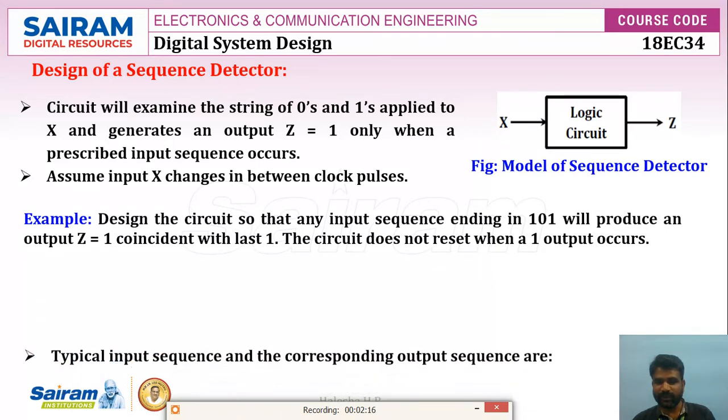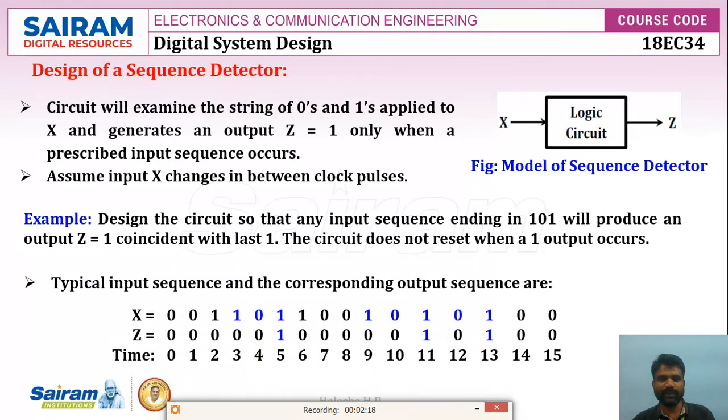Let's have a typical input and output sequence. Observe here. Initially x is equal to 0, so z is equal to 0. Again 0, 0, 1, 0, and again 1, 0, 1. That time output is 1. See, this is the sequence ending with 101. So output will be 1, and this output 1 is coincident with the last one.